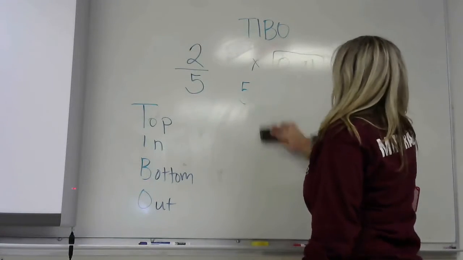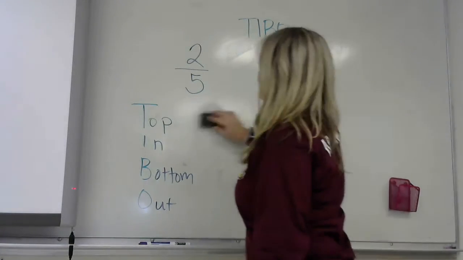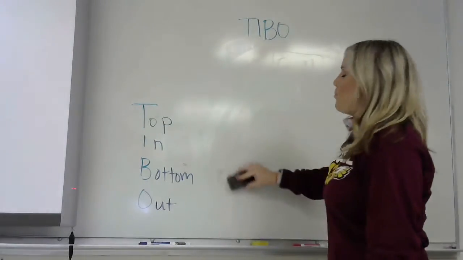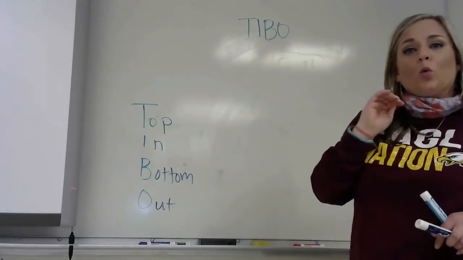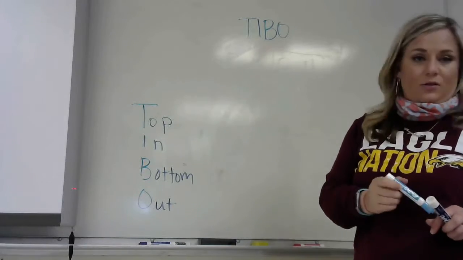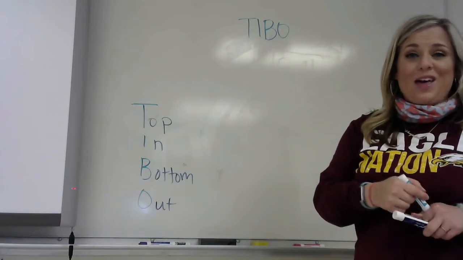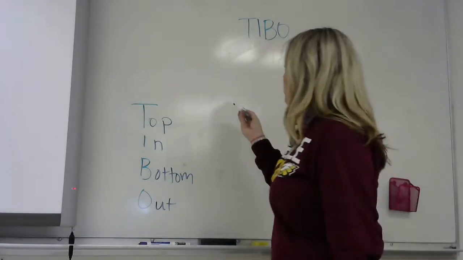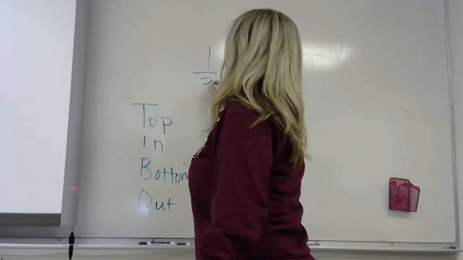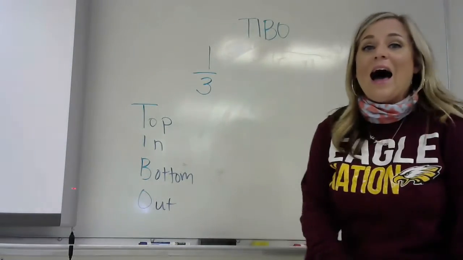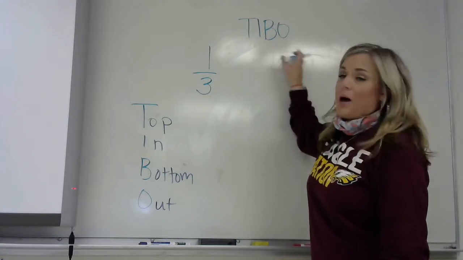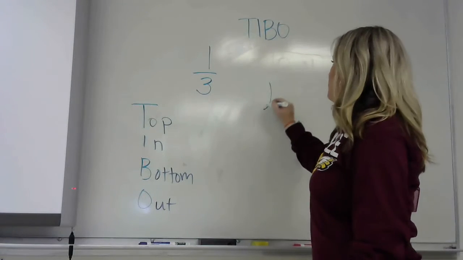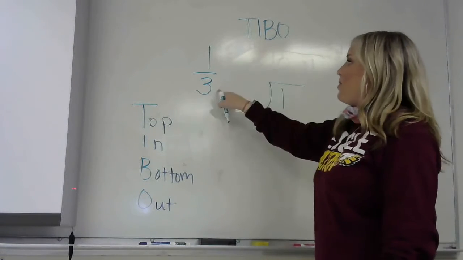But let's say we had something a little more difficult. A lot of times it's going to be rounding to the nearest thousandth. So let's say, for example, that we had 1/3, and I want to get this as a decimal. Top in, bottom out. The top number, 1, goes in the division box. The bottom number goes out.